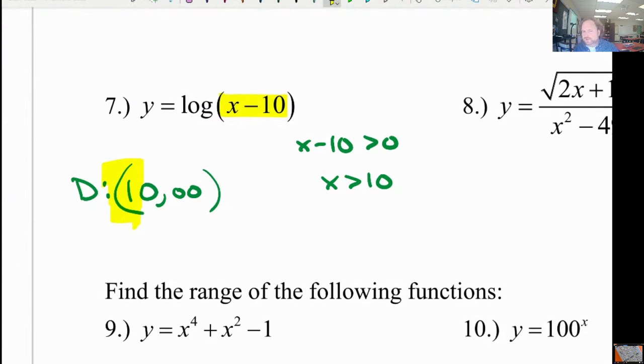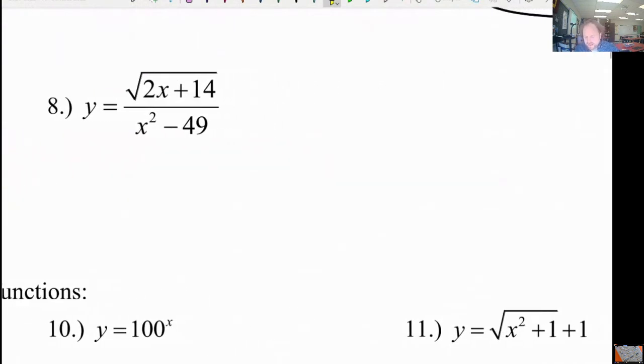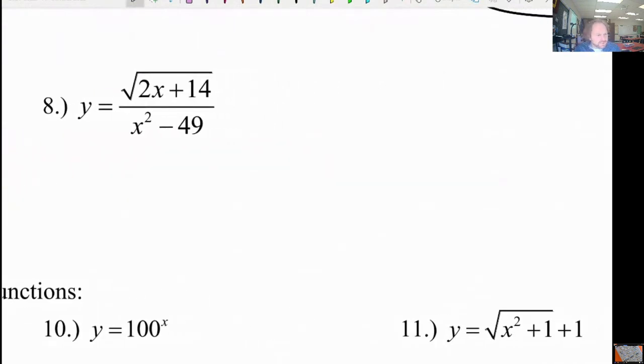10 is not included. And number 8, we have another factoring kind of problem that we've got to deal with, and there's a square root involved. So there are two separate cases that we need to think about here. We're going to think about them separately. Let's start with the square root of 2x plus 14. It doesn't matter what's going on in the bottom.